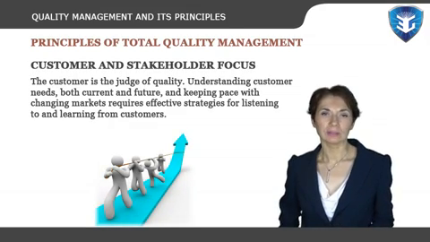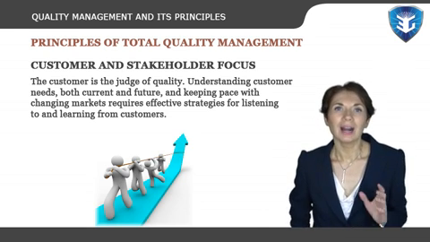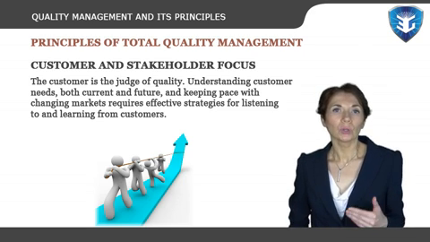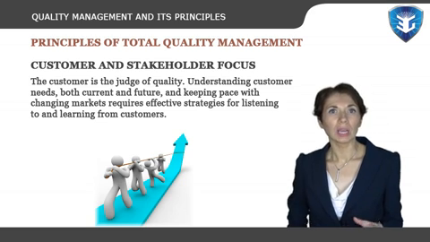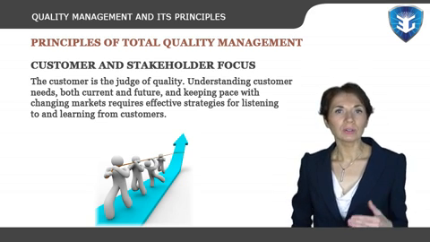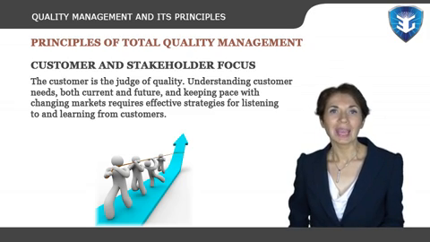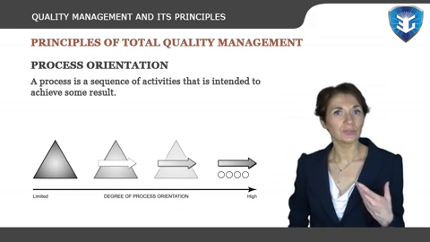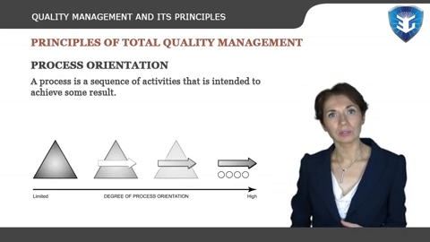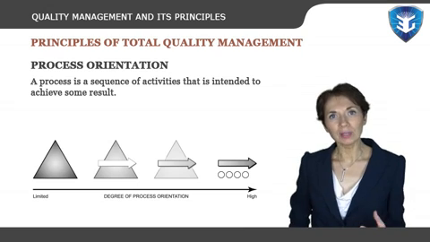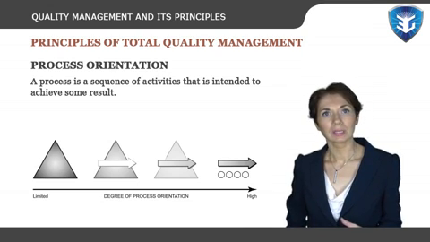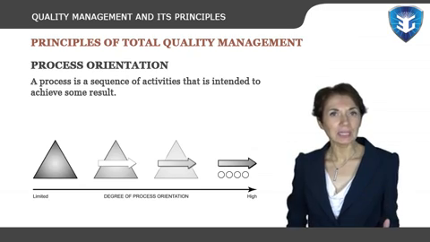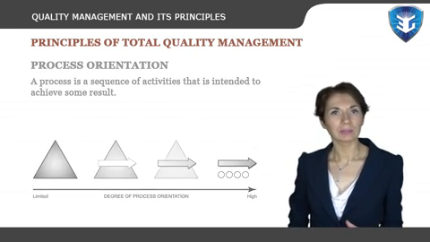Customer and stakeholder focus. The customer is the judge of quality. Understanding customer needs, both current and future, and keeping pace with changing markets requires effective strategies for learning to and learning from customers, measuring their satisfaction relative to competitors, and building relationships. Process orientation. A process is a sequence of activities that is intended to achieve some result. According to AT&T, a process is how work creates value for customers. One typically thinks of processes in the context of production, the collection of activities and operations involved in transforming inputs.